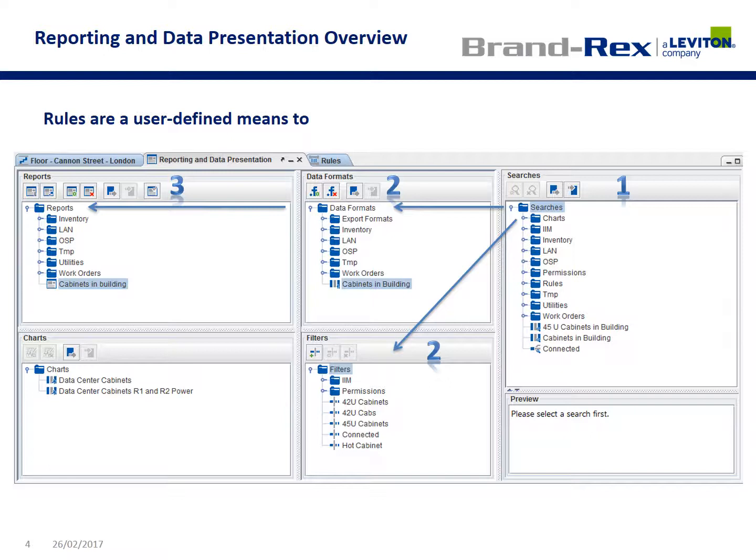When selected, you are presented with 6 main windows: a search window, a data presentation window, reports, filters, charts, and preview. Each section can be configured by the user. The following slides will explain a little bit more about each of these sections.